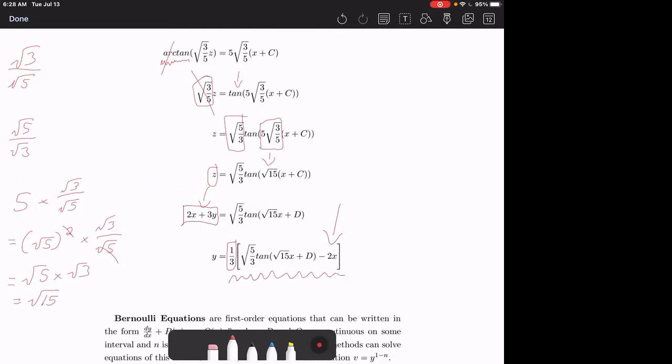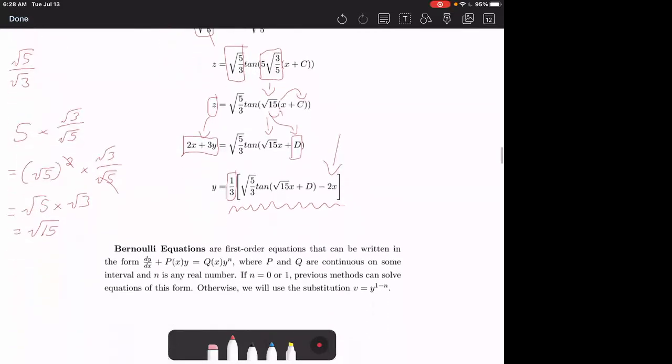So we're done. One other thing I'll note is where this d came from. When I multiplied through these brackets, 15 times x became 15x, but 15 times c, well, we just gave that a new name. That's just d. And that's how we reach our explicit solution.